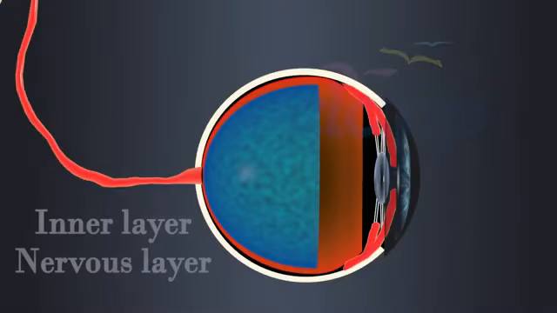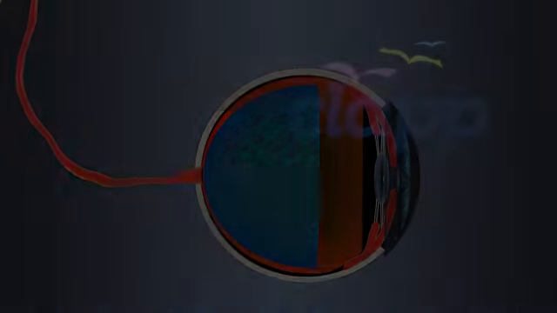Inner layer or nervous layer. The retina constitutes the innermost layer, and it is made up of nervous tissues.